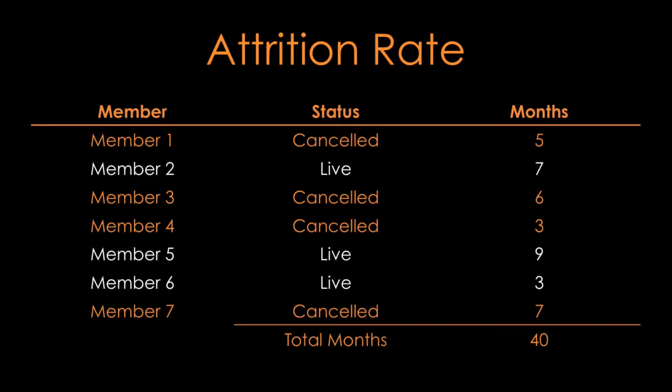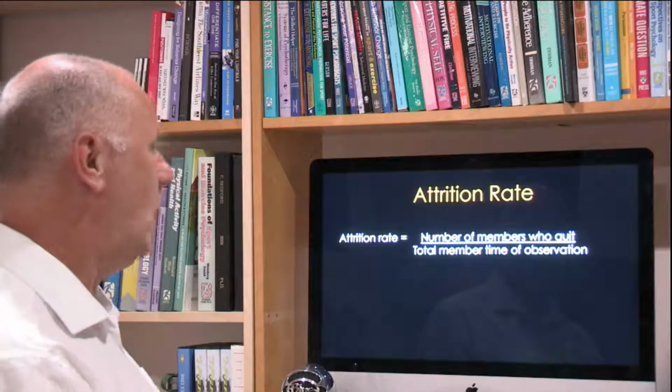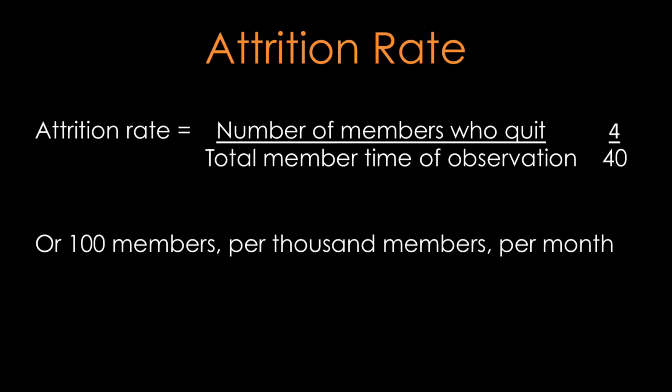Now this would be simple if it were just 7 members, but you're likely to have a few thousand of these, and therefore this will need to be done in either an Excel spreadsheet or some sort of statistical software package. To calculate an attrition rate, which is the speed at which something's happening, we divide the number of members who quit by the total time of observations, which is done in months.